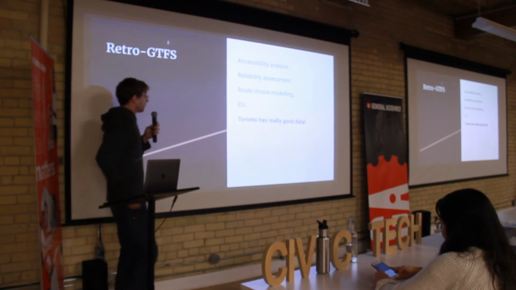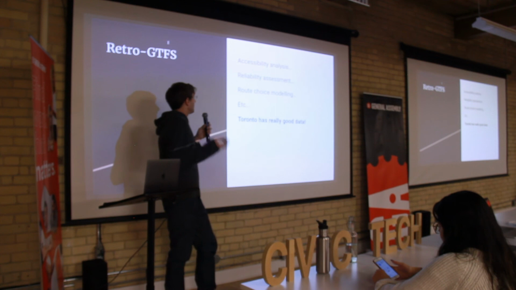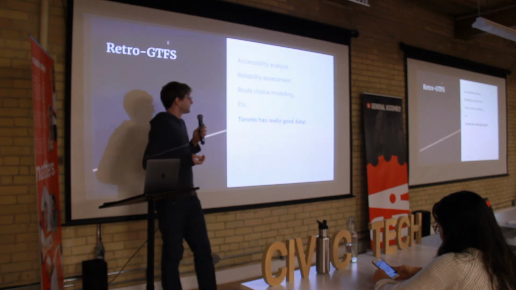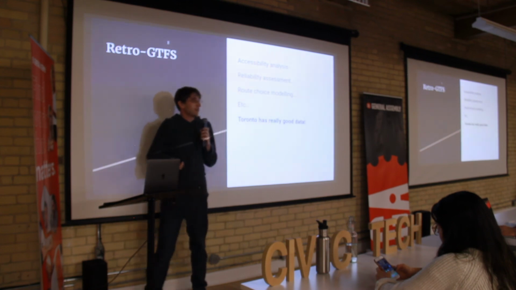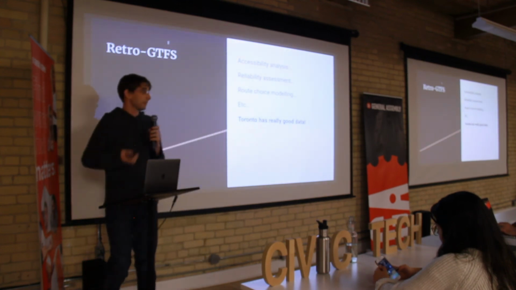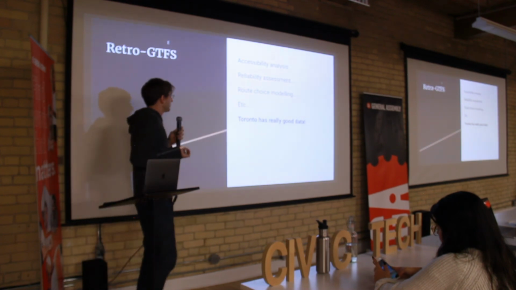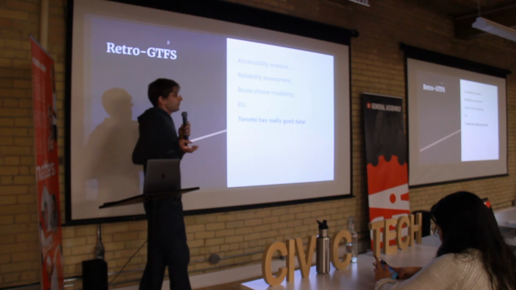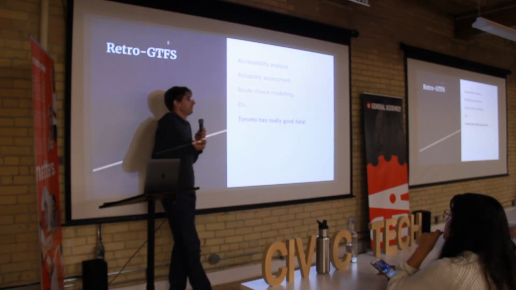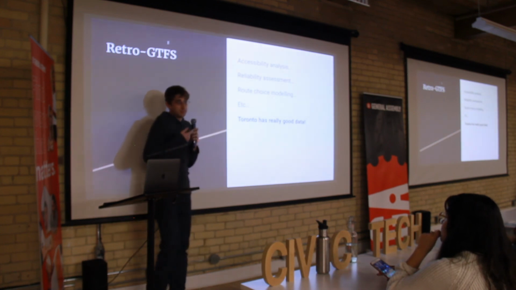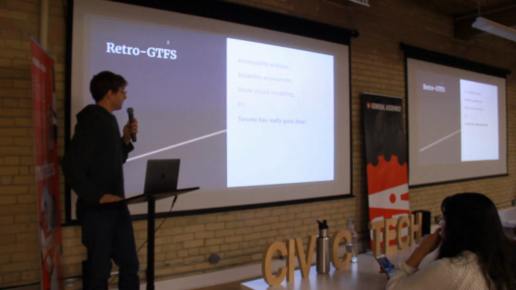Okay, so this retrospective real-time data lets you do accessibility analysis, lets you look at transit reliability, lets you do route choice modeling, especially using route reliability with really high temporal resolution, and really anything you can put your mind to. This data is open. You can collect it. The script is open source. You can just pull it down and really do what you want with it.